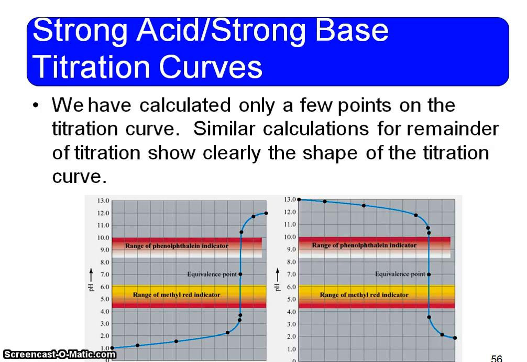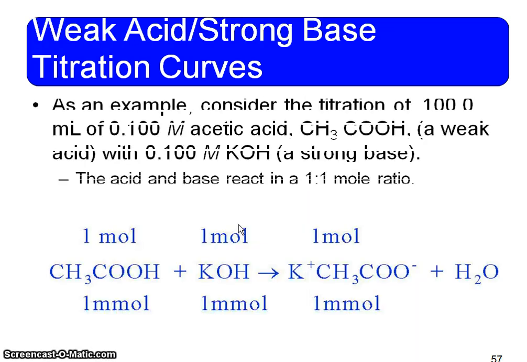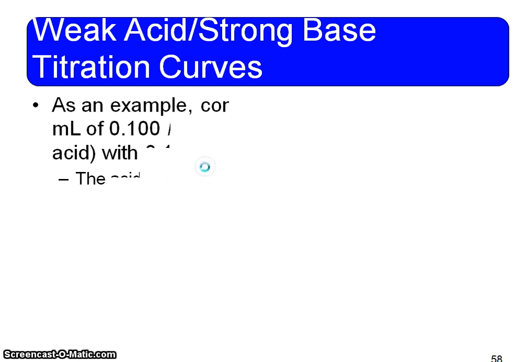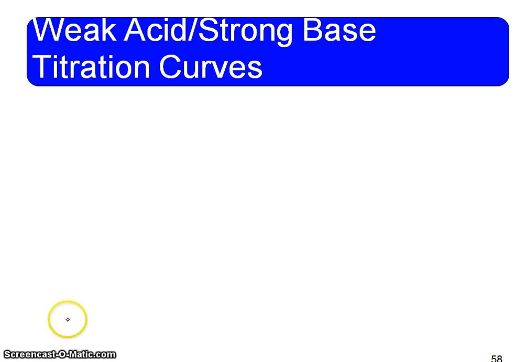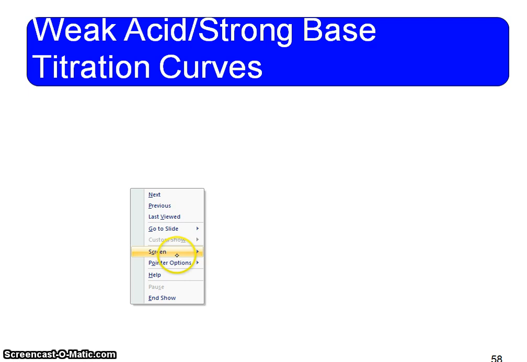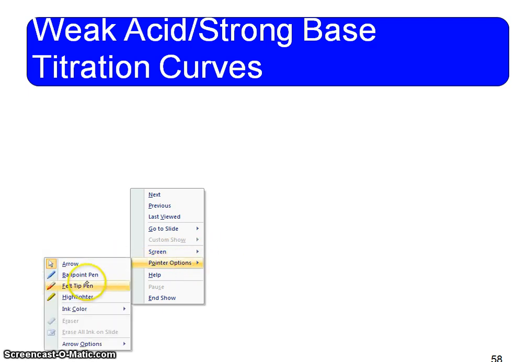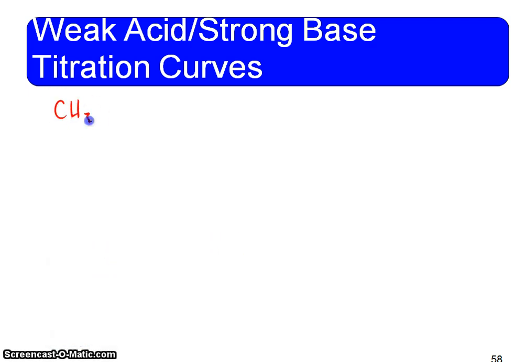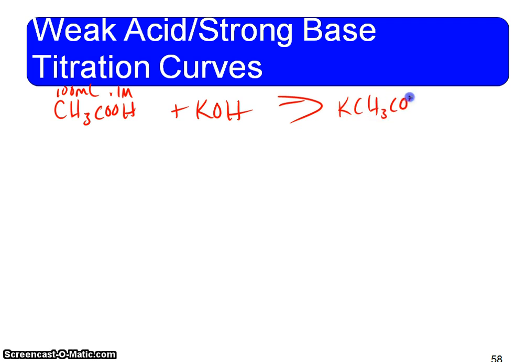If I've got a weak acid, so we're going to do 0.1 molar acetic acid with KOH. So that's what we're going to react. I'm going to go to a blank slide here, and we're just going to react it like we did before. But I want you to see what is very, very different here. If I'm reacting acetic acid, we'll still put 100 milliliters of 0.1 molar acetic acid in our container. We're going to react it with KOH. Of course, it's going to make potassium acetate and water.